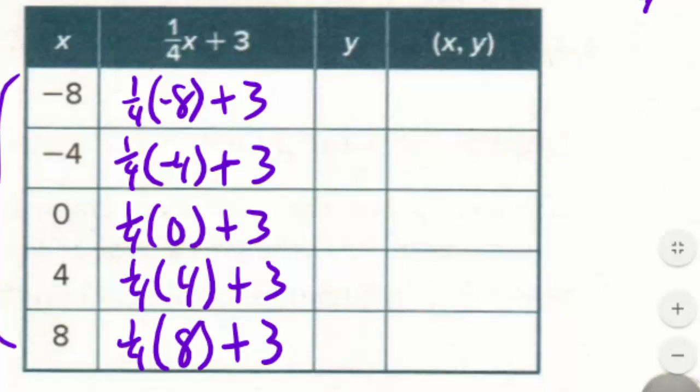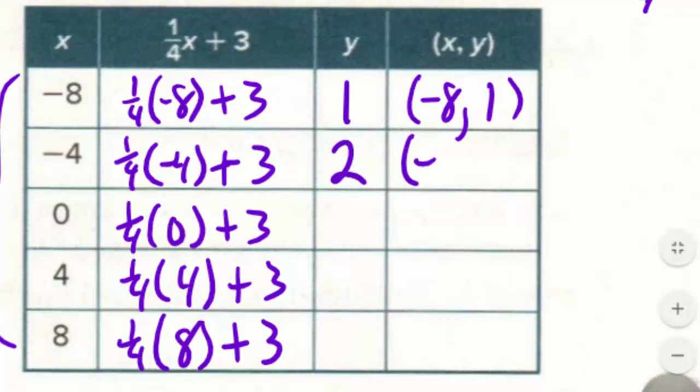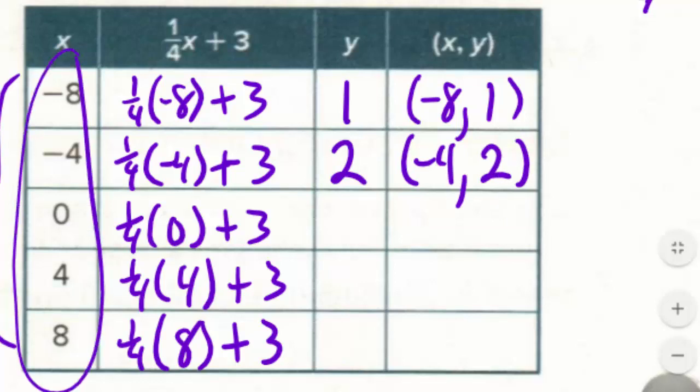So 1/4 of -8 is -8 divided by 4, which would be -2. -2 plus 3 is 1. So the ordered pair there would be -8, 1. The next one down, -4 times 1/4, or -4 divided by 4 is -1. -1 plus 3 is 2. So we have -4, 2. So our numbers come out nice and neat. That's why we're choosing these compatible numbers here.